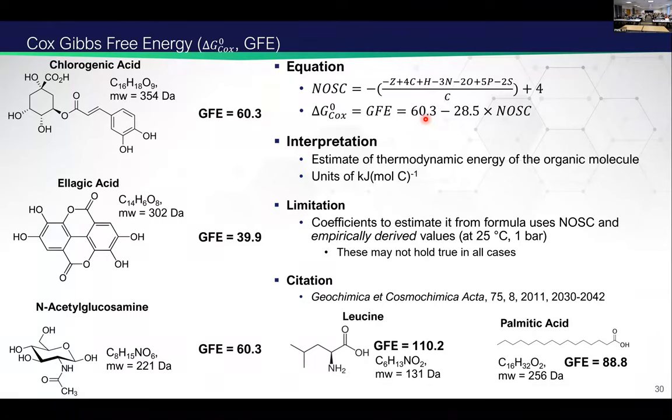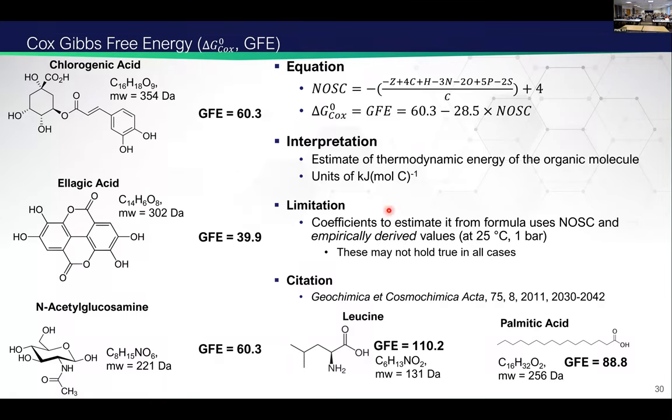It might seem a little bit hand-wavy as an explanation, but again, I refer you to the original paper where they derived it. You might recognize this as the form y equals mx plus c, and essentially they took a whole bunch of empirically derived information and calculated this relationship between NOSC and Gibbs energy from known molecules. And then from that they estimate the Gibbs energy for species based on formula alone.